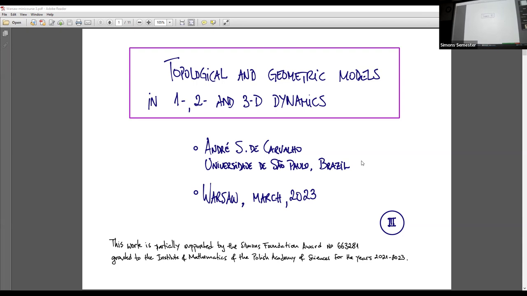So I'm going to give what was meant to be the second part of the talk, but it's sort of an independent talk anyway. So I'll speak about going on to 3D. All right, so here's what's going to happen.